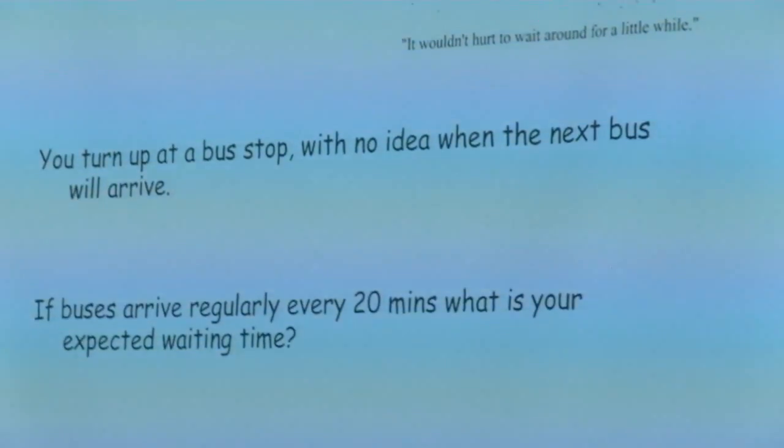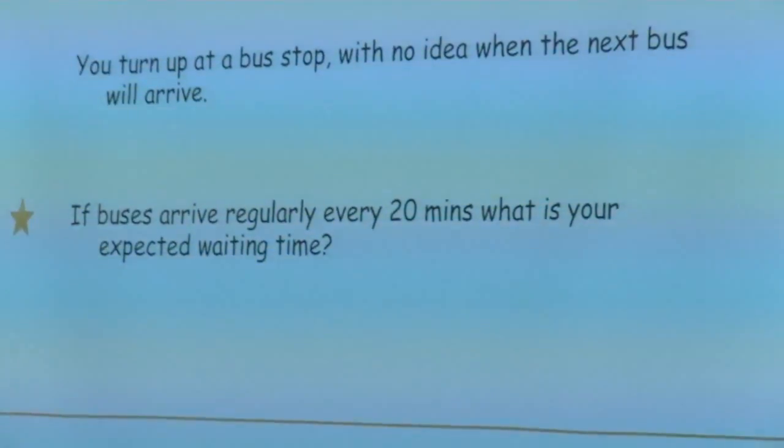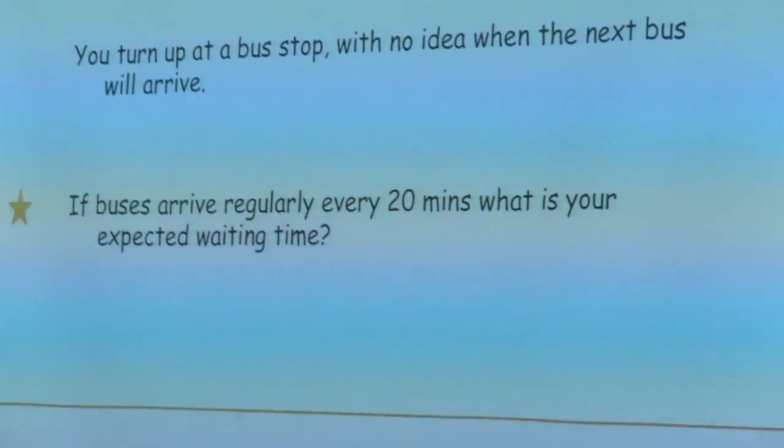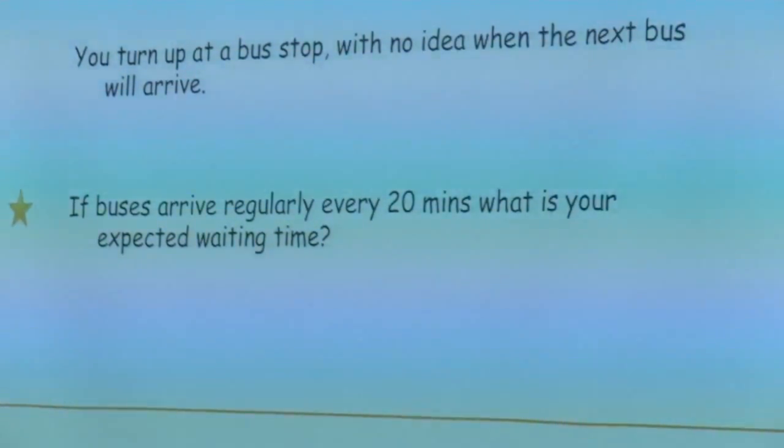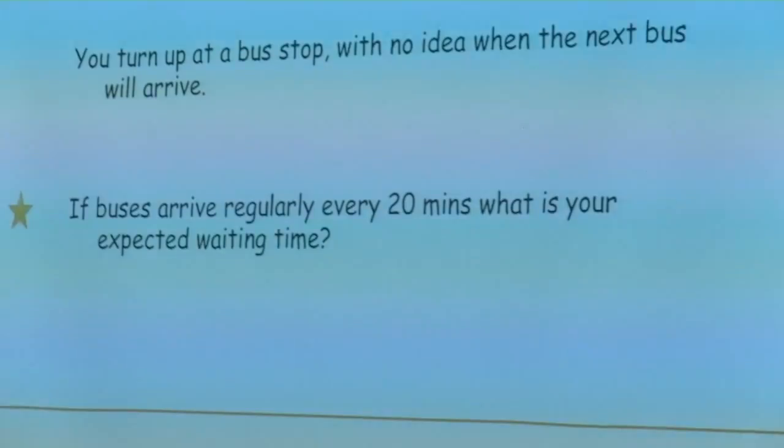I do this with my first year stats class. You turn up at a bus stop with no idea when the next bus will arrive. If the buses arrive regularly every 20 minutes, what is your expected waiting time? Well, 20 minutes, 20 minutes, 20 minutes. You arrive anywhere in between. On average, it'll be 10 minutes, okay?